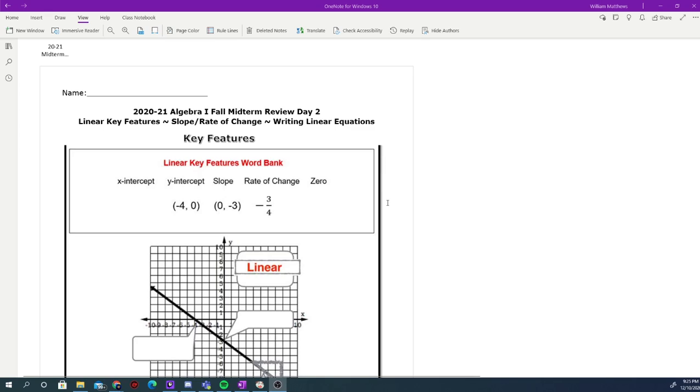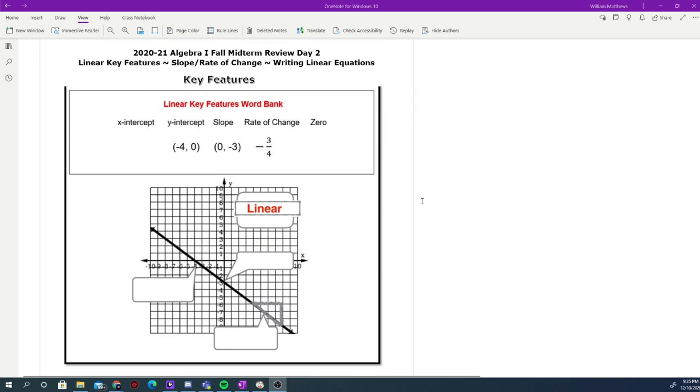One of the first things we want to go over, and we really want to just get the concept down, are what the actual key features of linear equations are. Some things that we will have are our x-intercept and y-intercept, which refer to where they cross the respective axis. So when we say x-intercept, we're referring to when it crosses the x-axis.